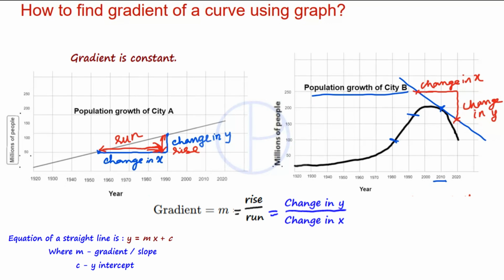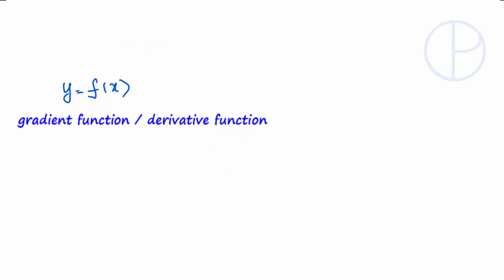Drawing a tangent each time is a tedious process, so we are going to use algebra now. The equation of a curve can be written as y equals f of x, with x as input and getting y as output. It is possible to create an algebraic function that takes the x coordinate as input and gives the gradient as output. This algebraic function is known as the gradient function or derivative function. The way to represent this gradient function or derivative function is dy by dx.